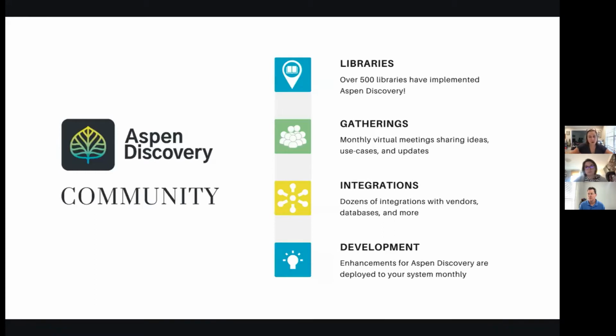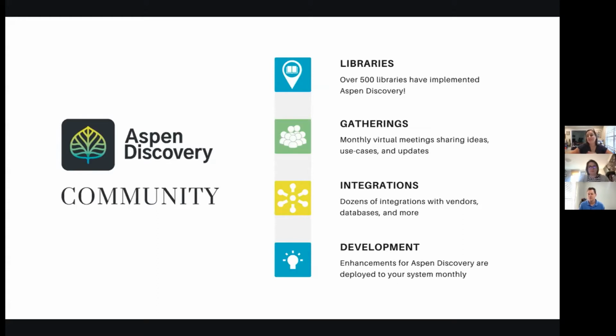Our community is growing and growing as Aspen gets larger and larger. Right now there are over 500 libraries that have implemented Aspen Discovery, both here in the United States and internationally. The Aspen community is diverse and is growing. There are users in the UK and beyond, and it's amazing to see. There are gatherings every month where people can share ideas about what they're doing and use cases, and you get to learn about all the new updates that are coming in the Discovery system. This is a fantastic time to chat with other librarians and staff and find out what's going on in the Aspen community.